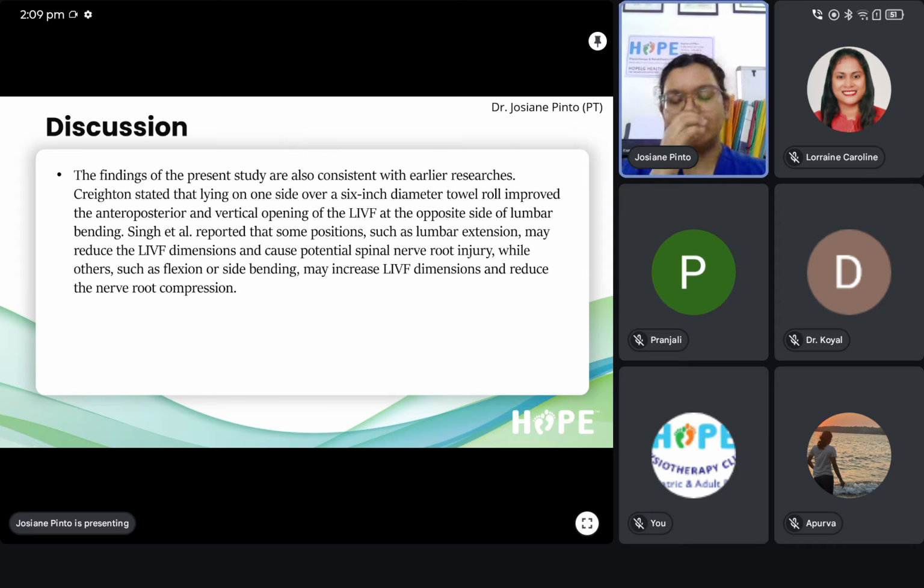So basically two studies. One study is saying that lying on one side causes a vertical opening of the LIVF on the opposite side, and the other study is saying that if you lie on the same side and then you perform extension, it will reduce the space and hence cause compression, obviously. And other positions such as flexion or side bending increase LIVF dimensions and reduce the nerve root compression.